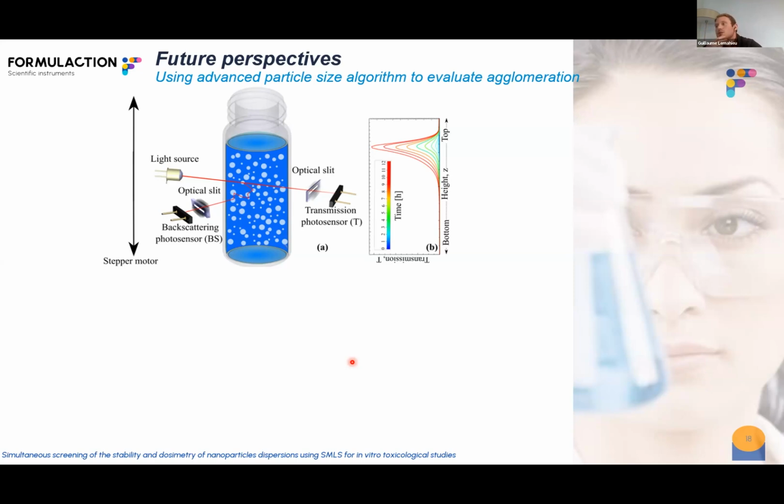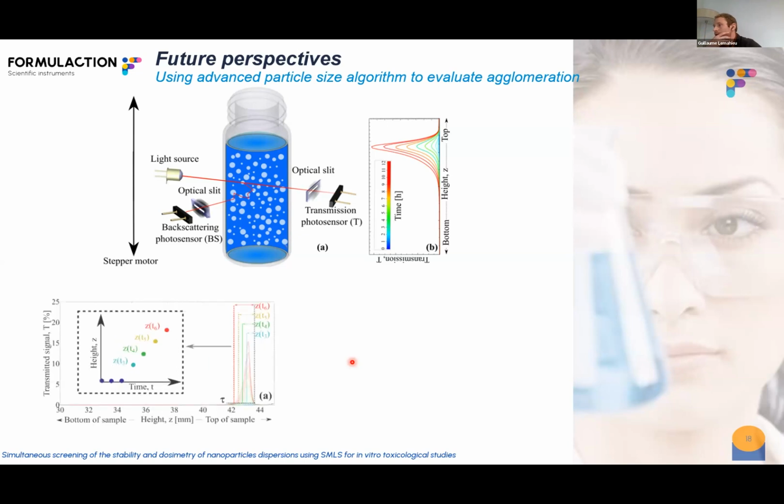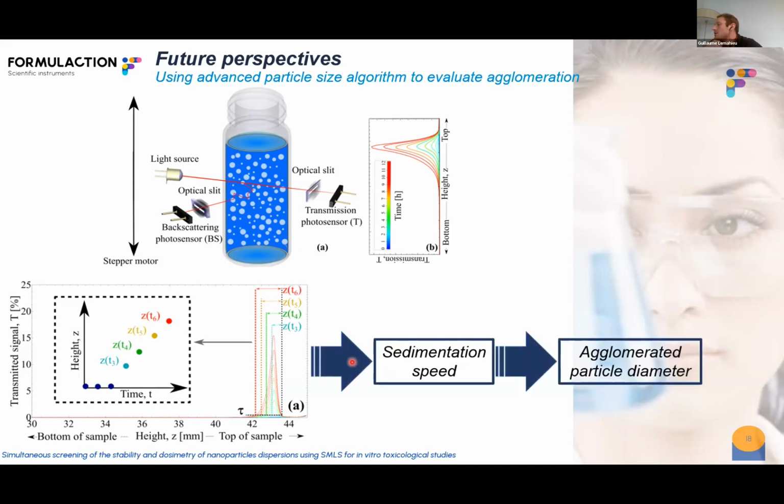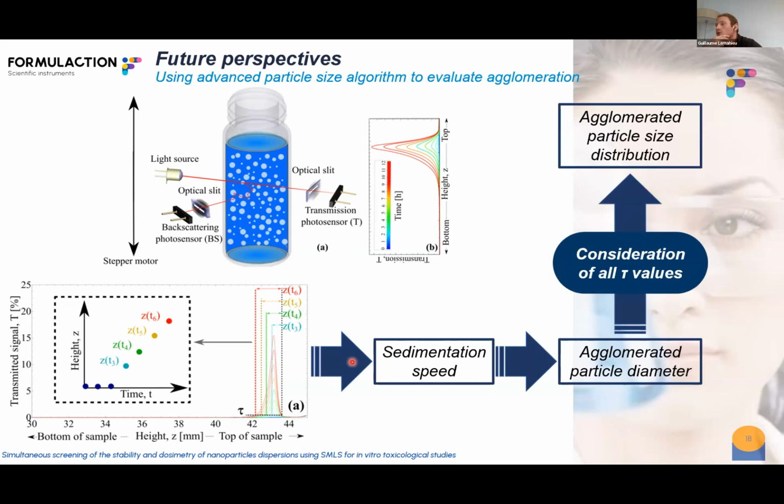Regarding the calculation of the particle size distribution of particles in concentrated samples, as I already mentioned, it is possible to measure the mean particle velocity, which gives you at the end a mean agglomerated particle size. Now the calculation will be able to screen the whole evolution of the transmission signal to give you a real particle size distribution for agglomerates, which is also not limited in concentration.